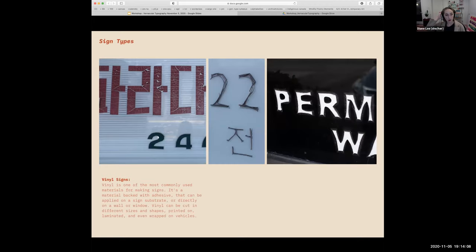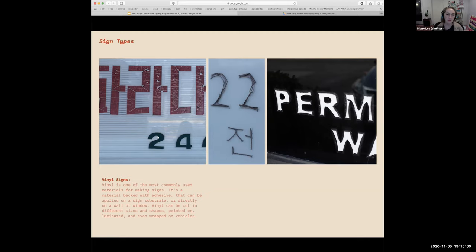So most common is the vinyl sign. And so vinyl signs are used very commonly because they're cheap and they're highly customizable. So vinyl is a material that's backed with adhesive and they can be applied on a sign substrate or they can be applied directly to a wall or window. And vinyl can be printed on, it can be cut in many different shapes, it can be layered, it can be laminated or even wrapped on vehicles. So I think that vinyl signs, because of their low cost and the low number of constraints that you have when you're working with vinyl, make it a very attractive sign type for business owners.